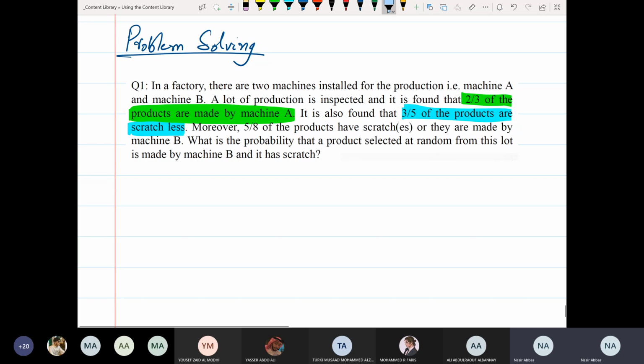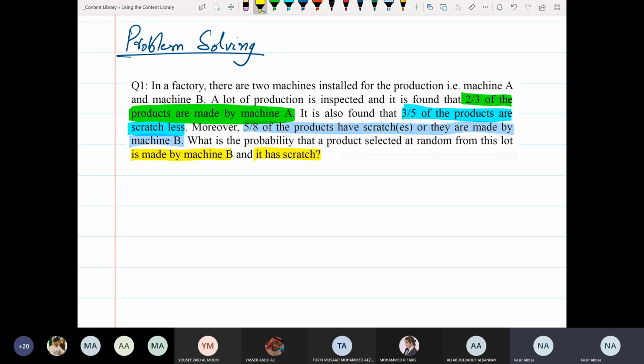Moreover, 5/8 of the products have scratches or they are made by machine B. I highlighted 3 pieces of information. And finally, what is required? The required thing is: what is the probability that a product selected at random from this lot is made by machine A and it has a scratch?